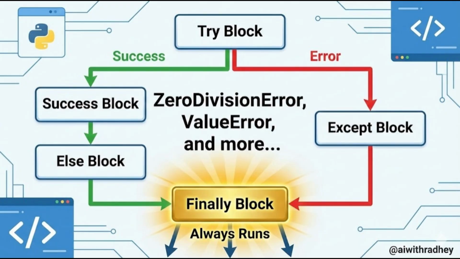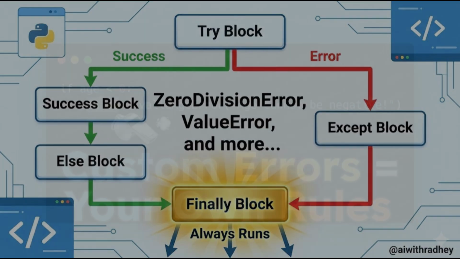Specific exceptions, and finally. It's important not to catch every error the exact same way. If someone divides by 0, we want to tell them that. If they type text instead of a number, that's a different issue. That's why we use specific exceptions like ZeroDivisionError or ValueError. And for code that must run no matter what, saving progress, closing files, cleaning up resources, we use the finally block. Finally always runs, whether there was an error or not.